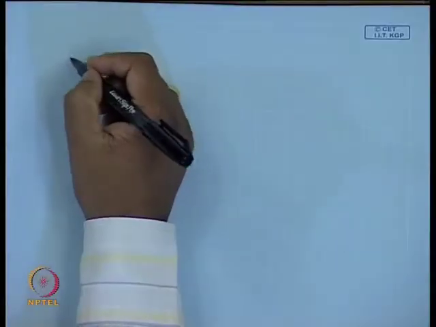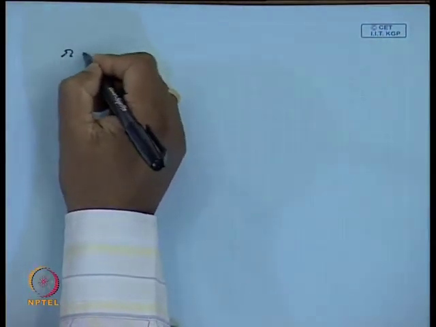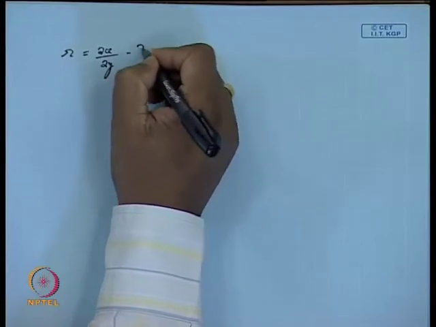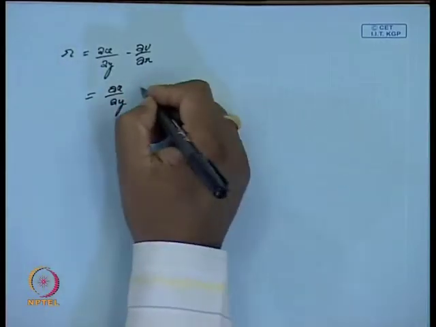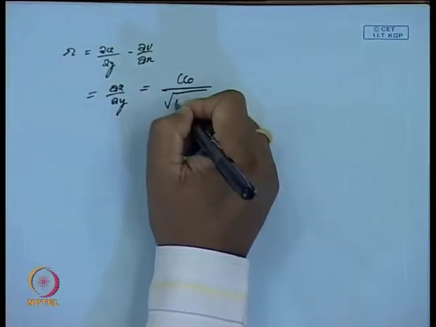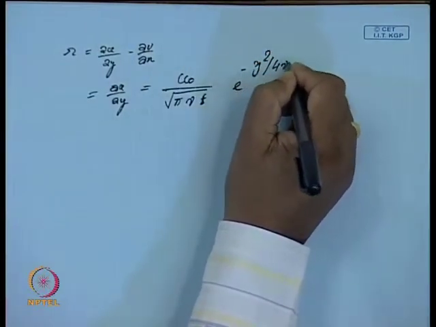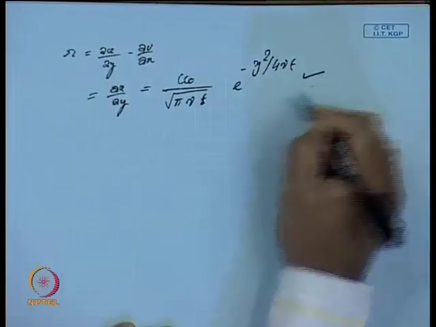From this, let us look at the vorticity of this flow. The vorticity will be del u by del y minus del v by del x, and v is 0. So it will give me del u by del y. If I look at this, it will give me u naught by root of pi nu t into e to the power minus y square by 4 nu t, and del u by del y gives this.